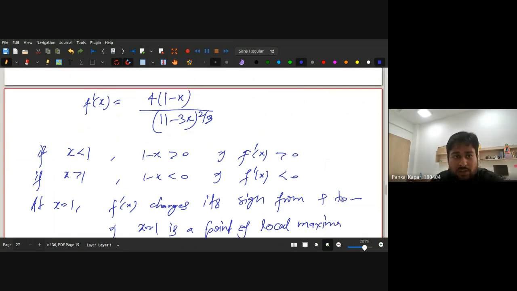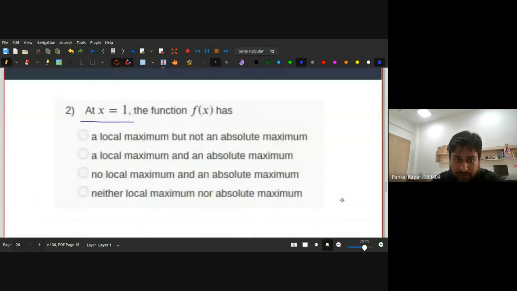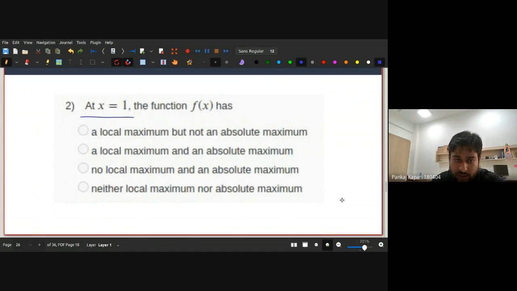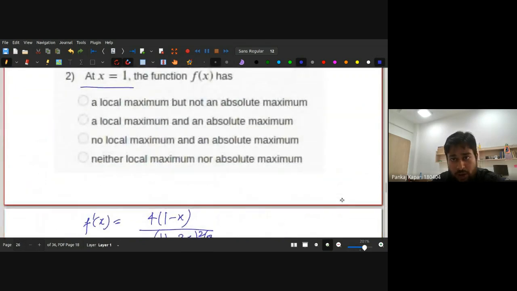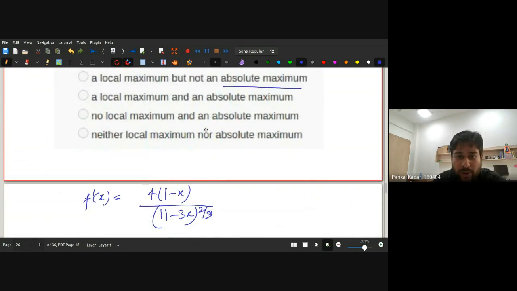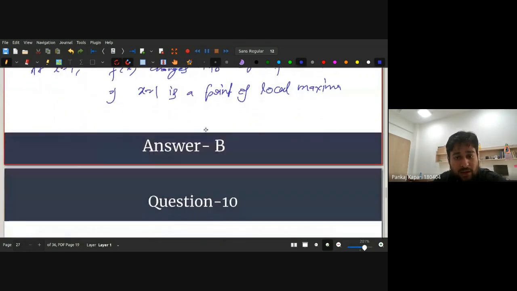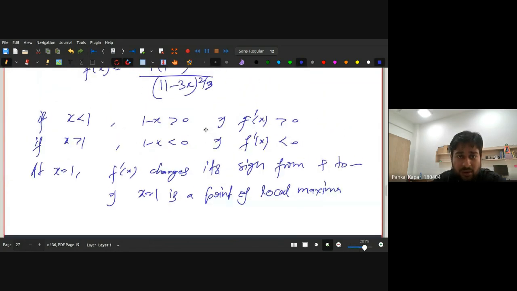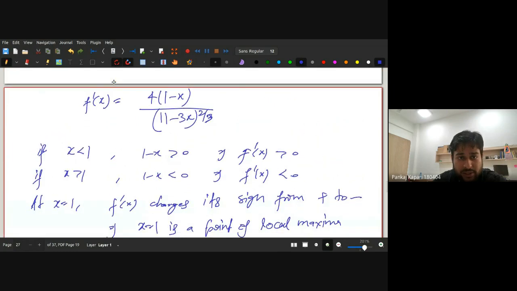Now there's one more critical point, and that critical point is 11 by 3. So at x equal to 1, we have a local maxima. But for absolute maximum, we have to also check the nature of 11 by 3, because it may happen that 11 by 3 is also a point of local maxima. For finding the absolute one, we have to compare those two maxima. So let's check for 11 by 3 also.